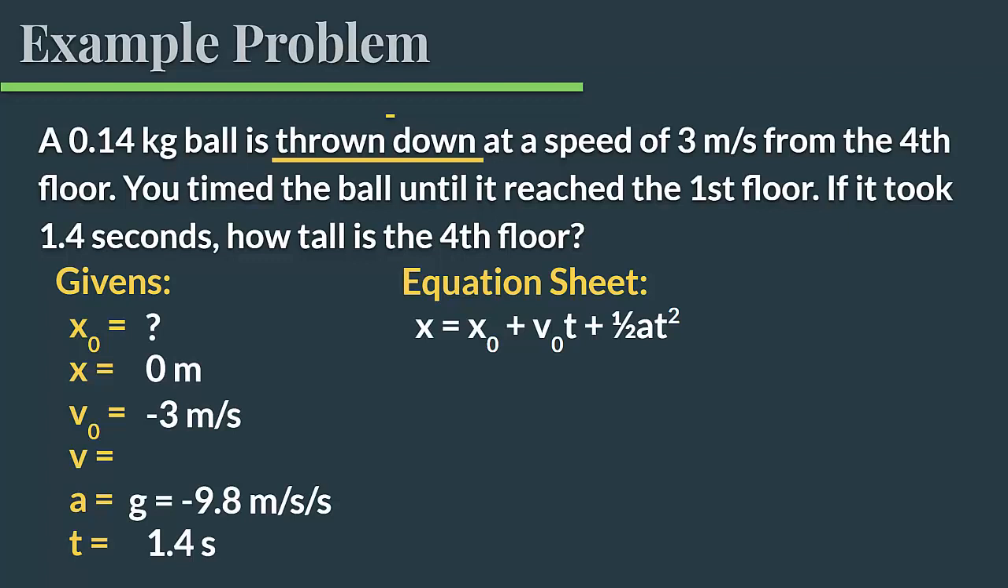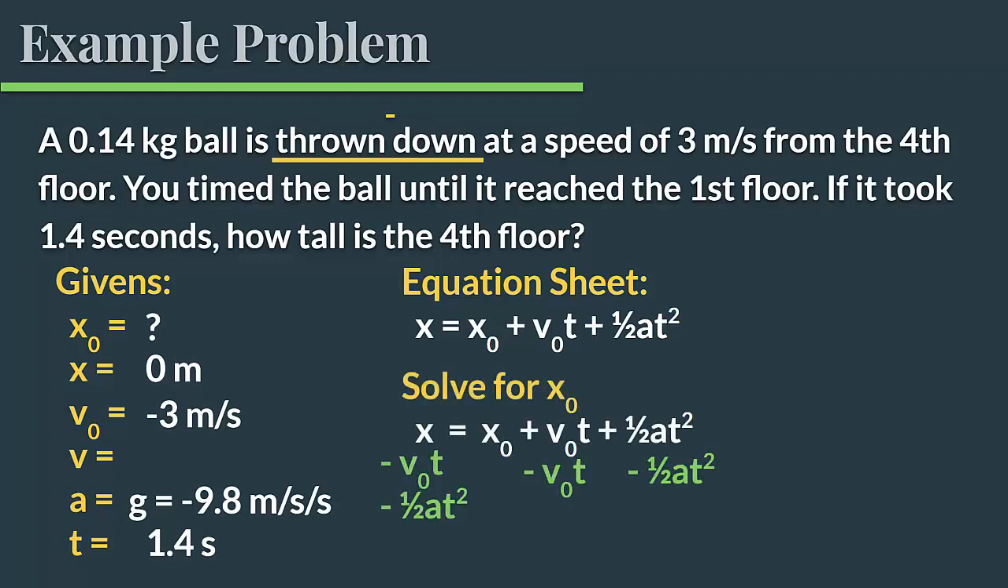Again, we're ultimately trying to solve for x naught, so let's go ahead and rearrange this equation and isolate that variable. Okay, so if I want to solve for x naught, I need to get it by itself, so I'm going to go ahead and just subtract everything else from this side and move it over here. So I'm going to subtract v naught t from both sides. That'll cancel here. I'm going to subtract 1/2 at squared from both sides. That'll cancel here, and that will leave me with just x naught, and then all of this on the other side of that equation. This is what that looks like. x minus v naught t minus 1/2 at squared equals x naught.